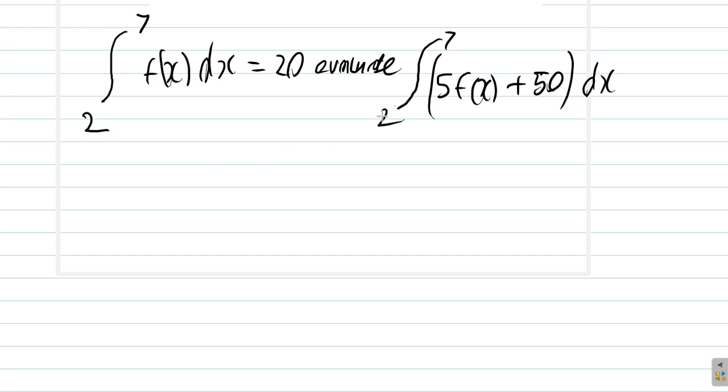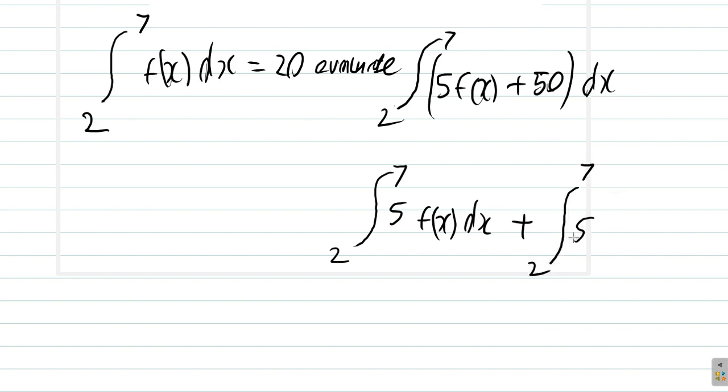Now, with this, you have two different functions in x added together. You can therefore separate it into two integrals. So this is the integral from 2 to 7 of 5 f of x dx. That's one. Plus, the second one is the integral from 2 to 7 of 50 dx. See that?